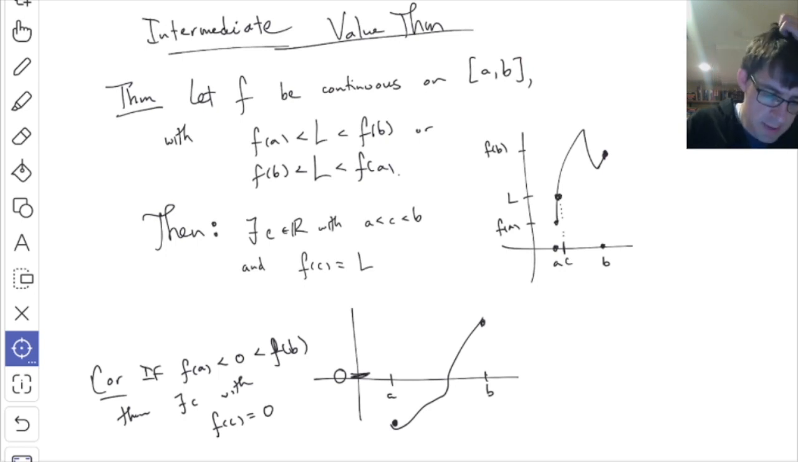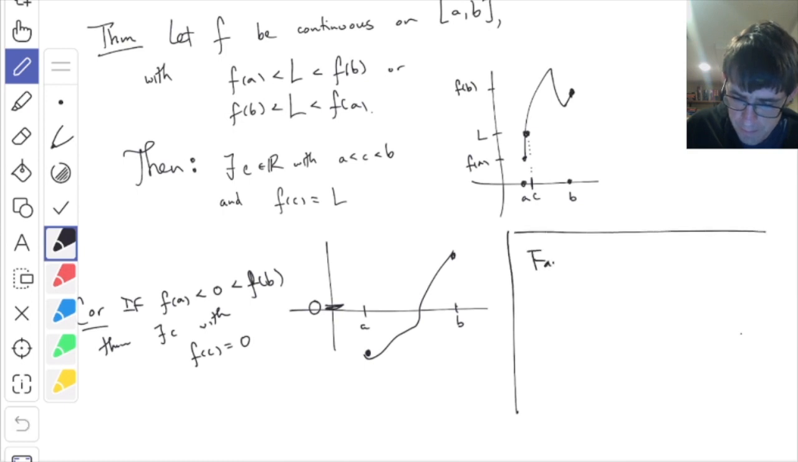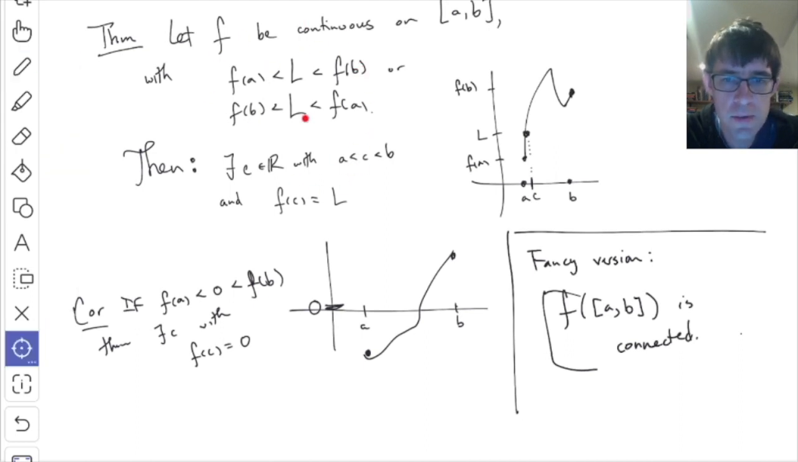And another way to say this, the fancier version, is that f of the closed interval AB is connected. That means when I plug the entire interval into the function f, the resulting set is still connected, which means it still includes all of its in-between points. If you think it through, what I said right here about connected sets is equivalent to all of this. All right, so this is what I want to try to demonstrate as our theorem.